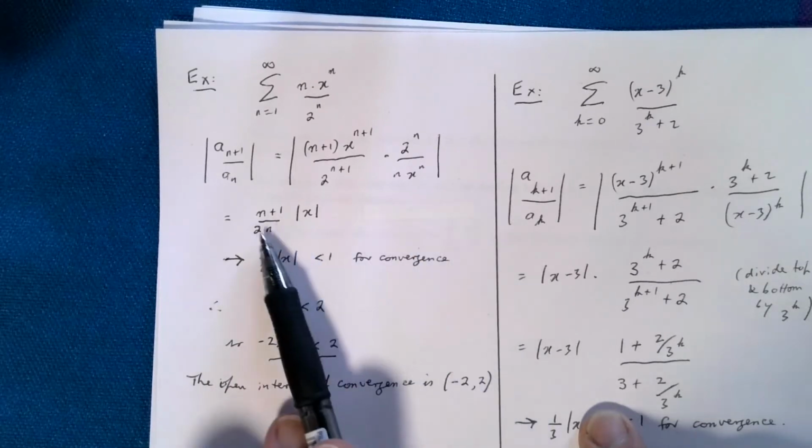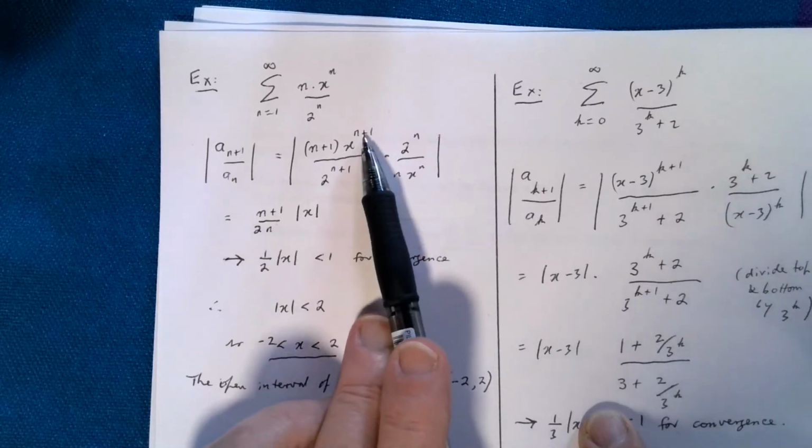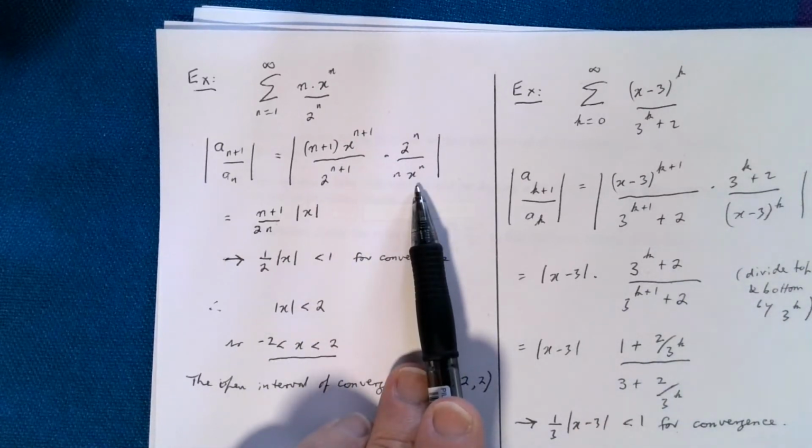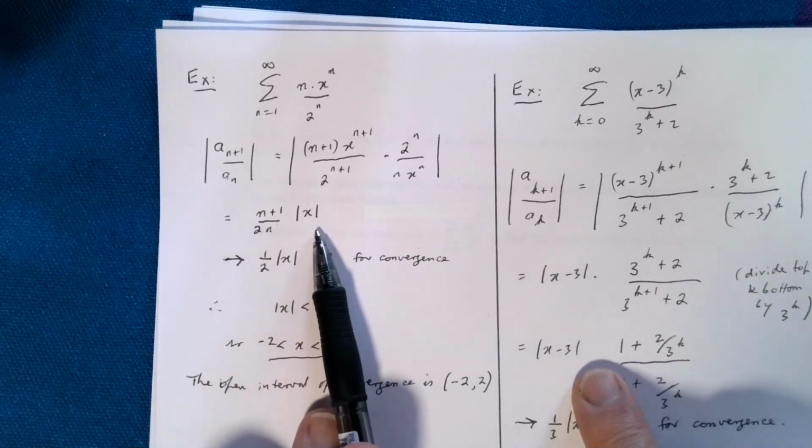Now that's doing the n bits. Now do the x bits. You've got x to the n plus 1 over x to the n, and that's just x. And I do need absolute value here because x could be negative.